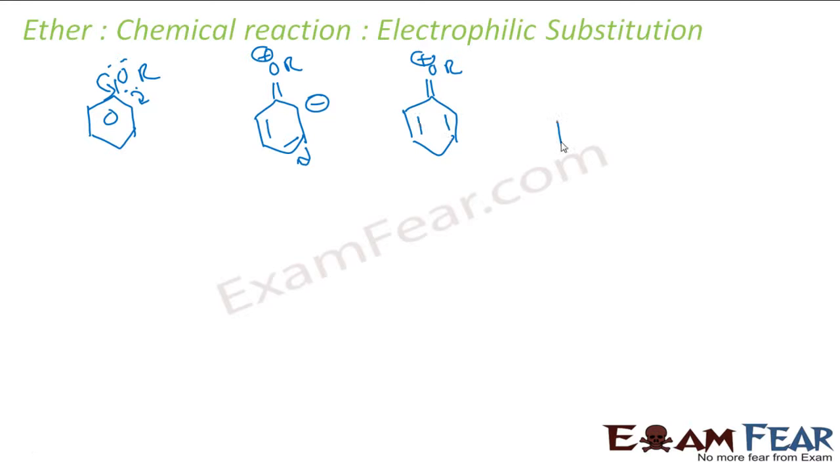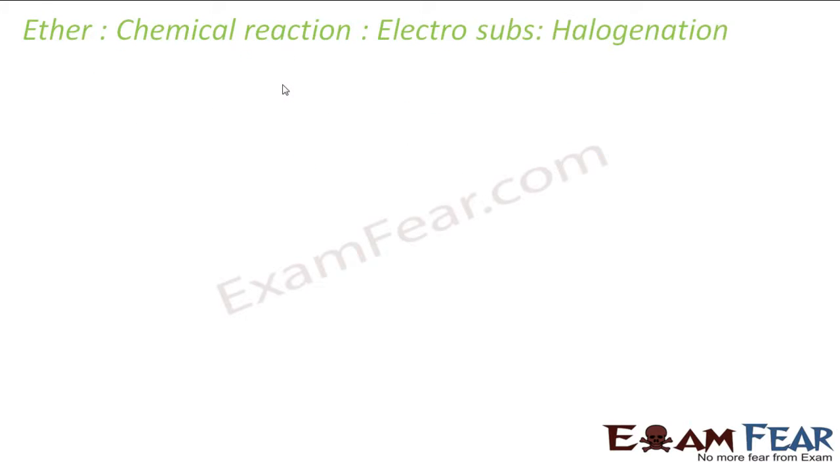If you draw more, you will get something like this. Correct? So if you see, it is all negative charge. Here, here, here. So just as phenol, my ether group also activates the benzene ring towards electrophilic substitution reaction. So we'll see the halogenation reaction.